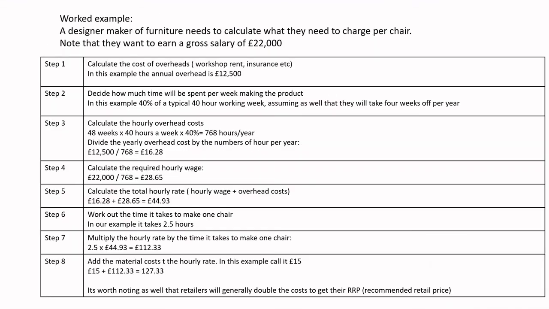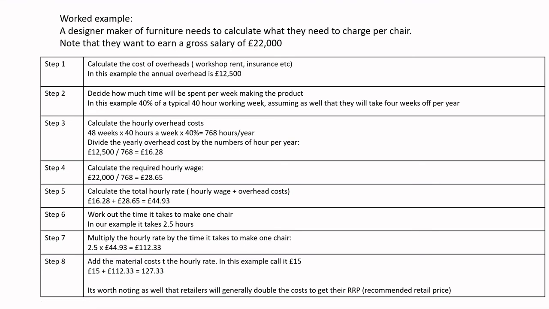So just to show you a little rundown of an example: a designer maker of furniture needs to calculate what they need to charge per chair. Note that they want to earn a gross salary of £22,000, so they want to take home £22,000 at the end of the year. So what you want to do is calculate the overall cost of the overheads, like workshop rent, insurance, and so on. In this example, we'll call it £12,500. Then you want to decide how much time was spent per week making the product. In this example, say 40% of a typical working week.